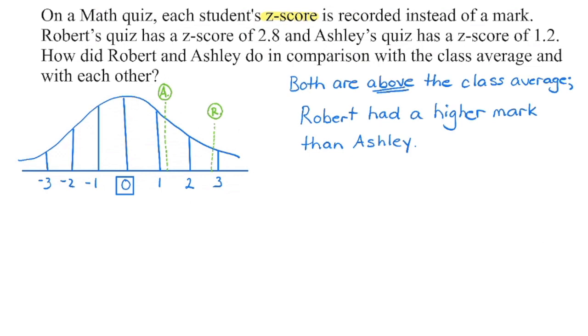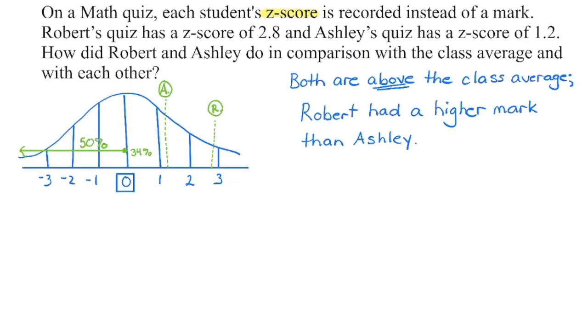So we can see because these two z-scores are positive, they are both above the class average. But because Robert has a higher z-score than Ashley, we know that Robert did better than Ashley did. And keeping in mind what we know about the bell curve, this is 50% of the class. This is another 34% of the class. So you can see that Ashley has done better than over 84% of her peers. And then Robert, remember, this is only 0.15%. This is 2.5%, and Robert's clearly over here a little bit more. So Robert has done better than about 99% of his classmates.